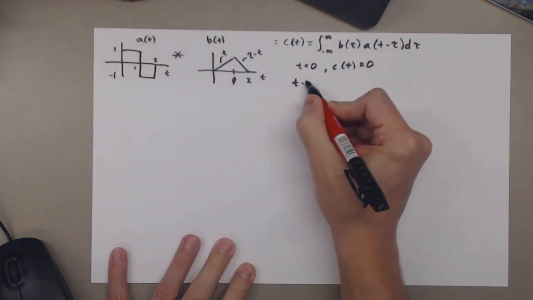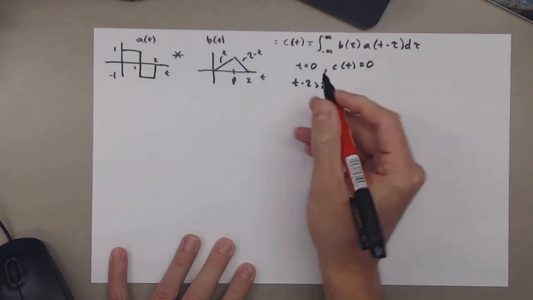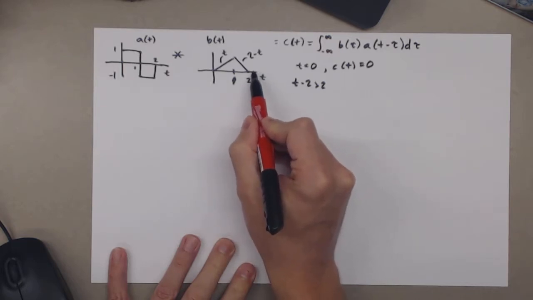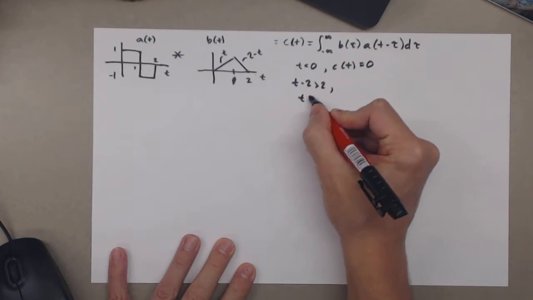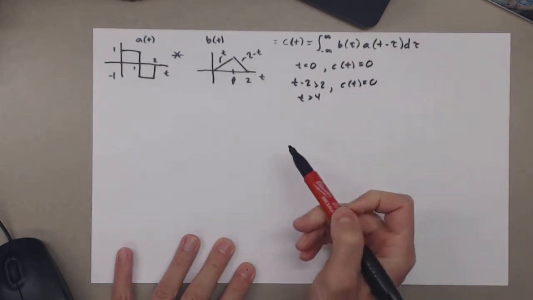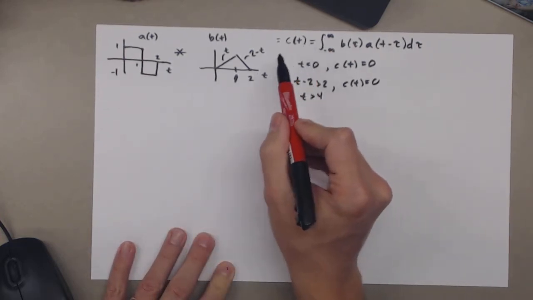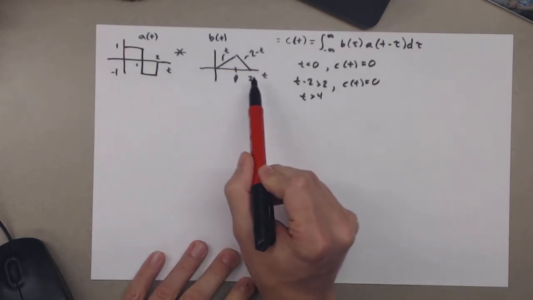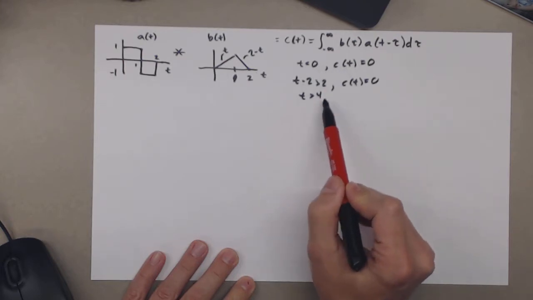The same thing will happen if t minus 2 is greater than 2. So if the back end of this after I flip it is greater than 2 on B of tau, the same thing will happen, and so that's t greater than 4. C of t will be 0. This makes sense because the width of C should equal the width of A plus the width of B. The width of A is 2, the width of B is 2, so the width of C should be 4, and so it will have value between 0 and 4.